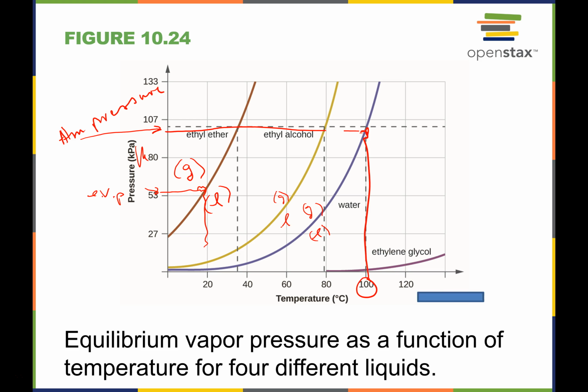All right. Last but not least, we have ethylene glycol. And again, we'll be talking more about what that looks like. But what do you think? Ethylene glycol is probably the least volatile? I'm thinking so.